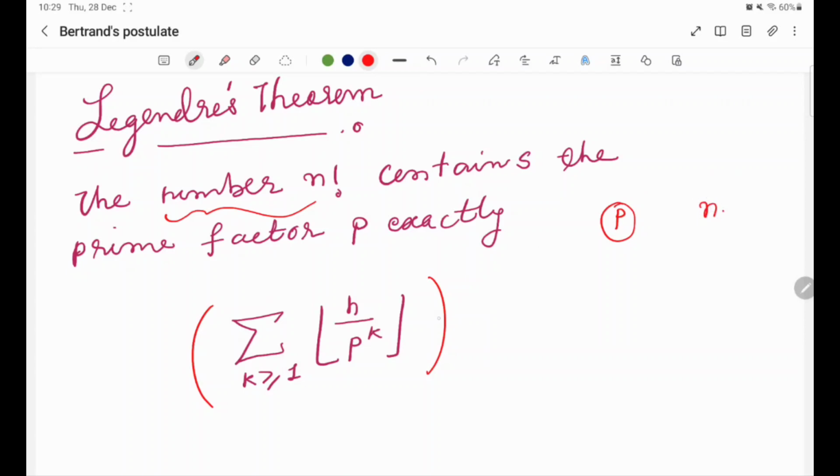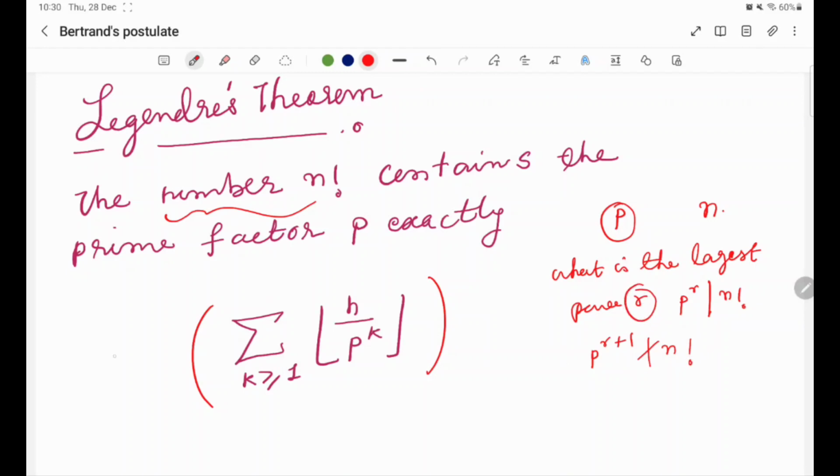The question is, what is the largest power r such that p power r divides n factorial? The idea is that p power r plus 1 does not divide n factorial. So we have to find this largest power r, and that r is exactly this.